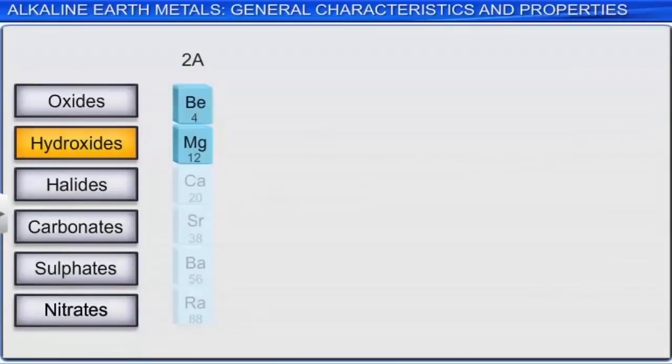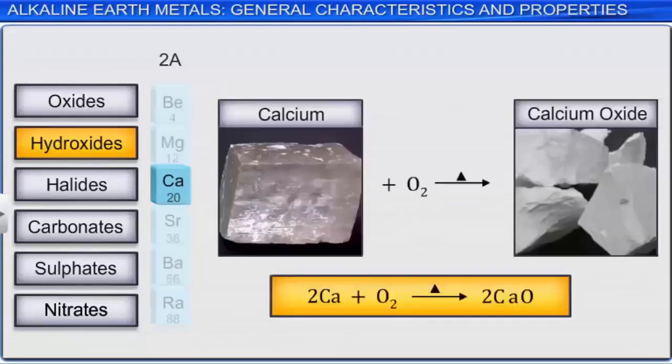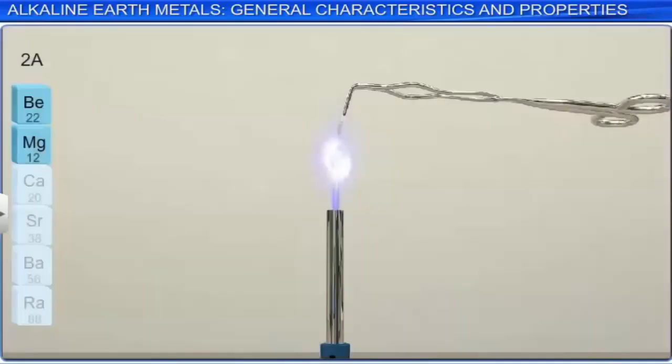Beryllium and magnesium do not react with oxygen at normal temperature due to the formation of an oxide film on their surface. When burned in oxygen, the group 2 metals form metal oxides. For example, burning calcium in the presence of oxygen forms calcium oxide. Magnesium and beryllium, when ignited, will react vigorously in air, releasing a bright light.